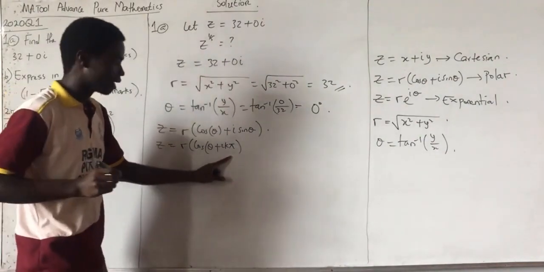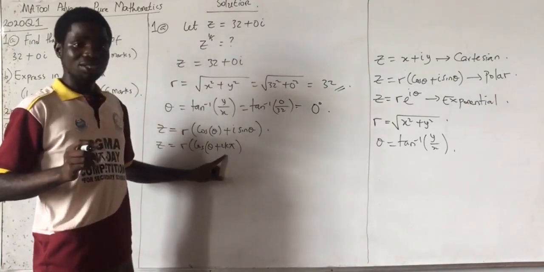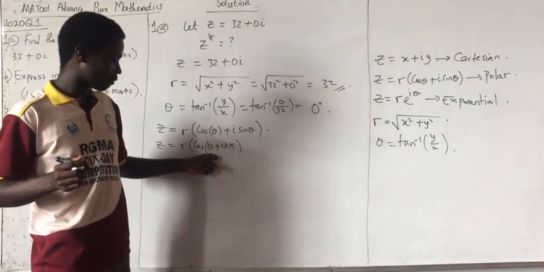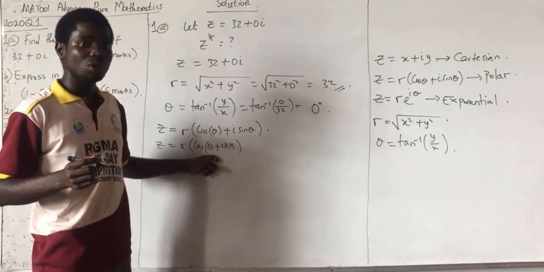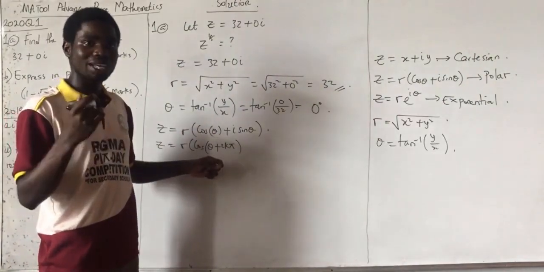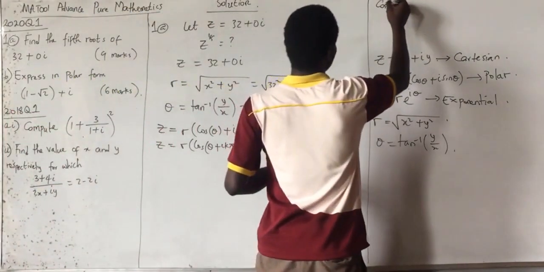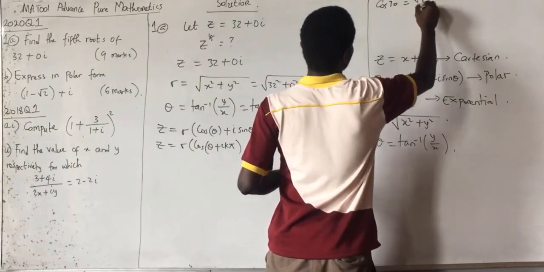You want 2k pi. The reason is because 2 pi is 360. When you add 360 to any angle, and you press cos of that angle or sine of that angle, it is still the same thing. What I'm trying to say is that cos 30, for instance, is root 3 over 2.